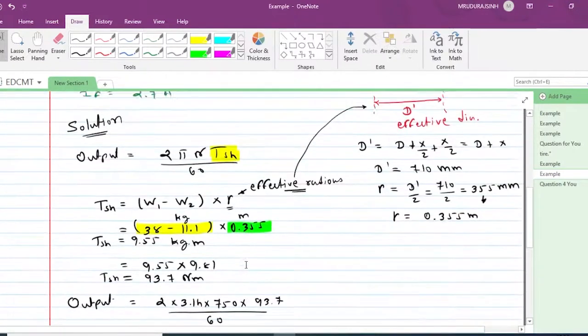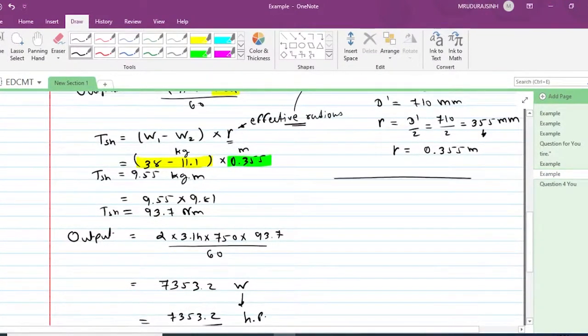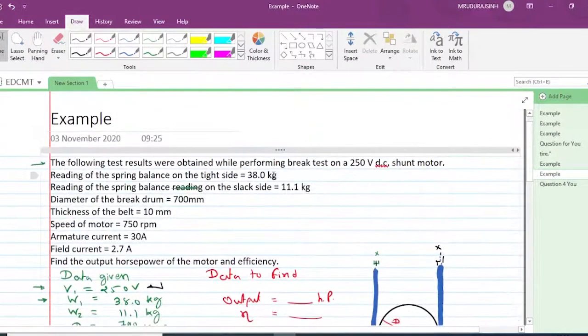We only need to calculate the efficiency. So let's calculate the efficiency. The equation for efficiency is nothing but output divided by input. The output we have calculated, and the input is supply voltage into supply current. This is the supply voltage, but here we have two currents, armature current and field current. So first we need to observe which motor this is. It is a DC shunt motor.